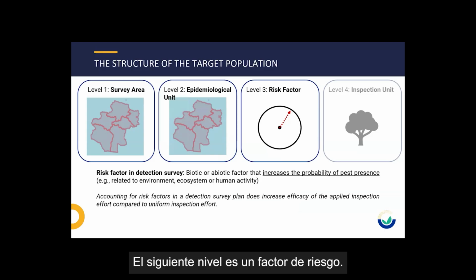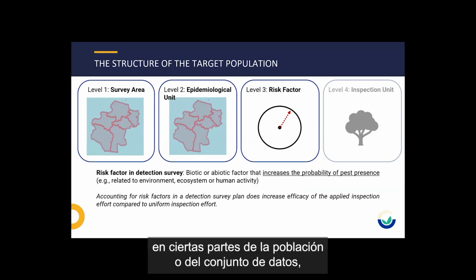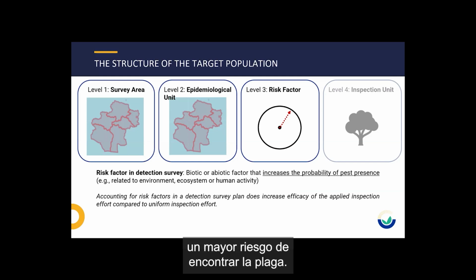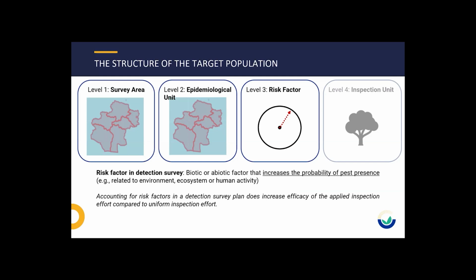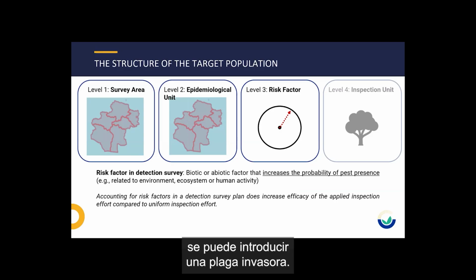The next level is risk factor. That means within the epidemiological unit, one might identify factors, processes, or activities that create in certain parts of this total population of the epidemiological unit an extra risk to find the pest. So this is particularly relevant if you have geographic locations where you can assume that an introduction of a pest that is not yet native in the area would happen.